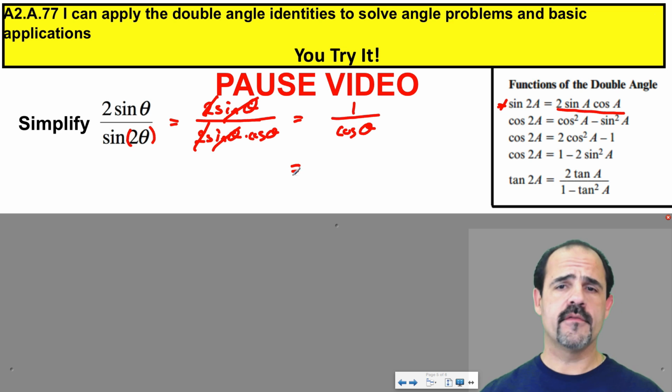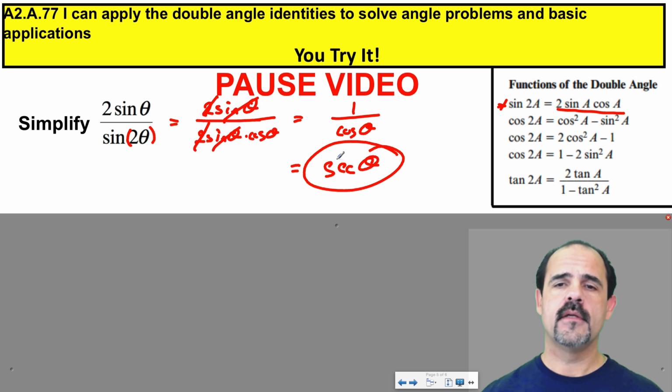Don't break your arms patting yourself on the back. We can write this a little bit more simply. We don't have to write it as a quotient. We can write it as one trig function. We can write that as the secant of theta. And then we're done. Okay?